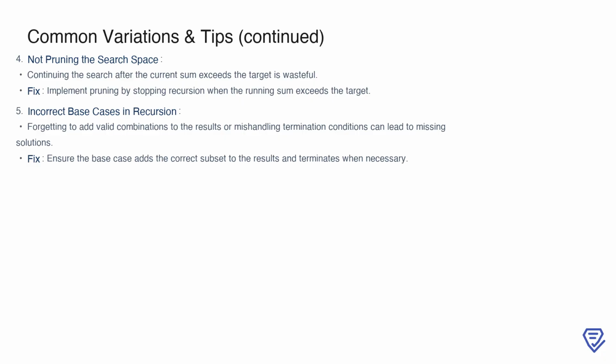For instance, forgetting to add valid combinations to the results or mishandling when to stop the recursion may lead to missing solutions. It's crucial to define clear base cases. Ensure that when you find a valid combination, it's added to the results, and that the recursion stops when no further exploration is needed. These fixes help make your backtracking algorithm both efficient and correct.